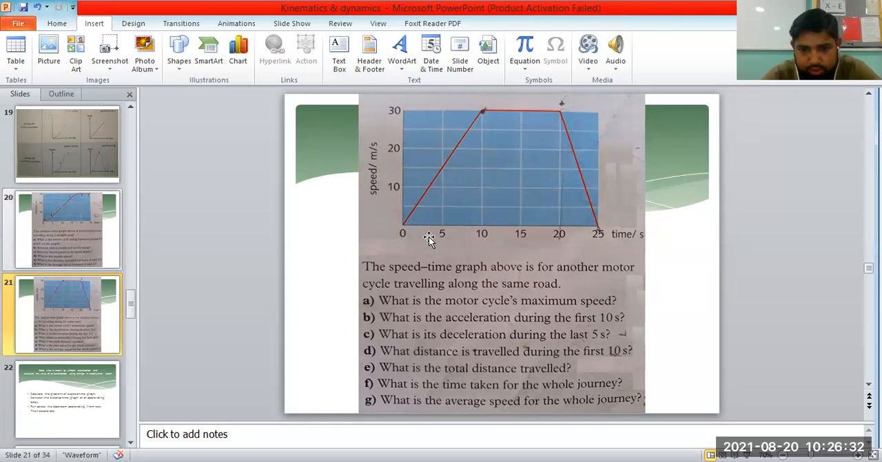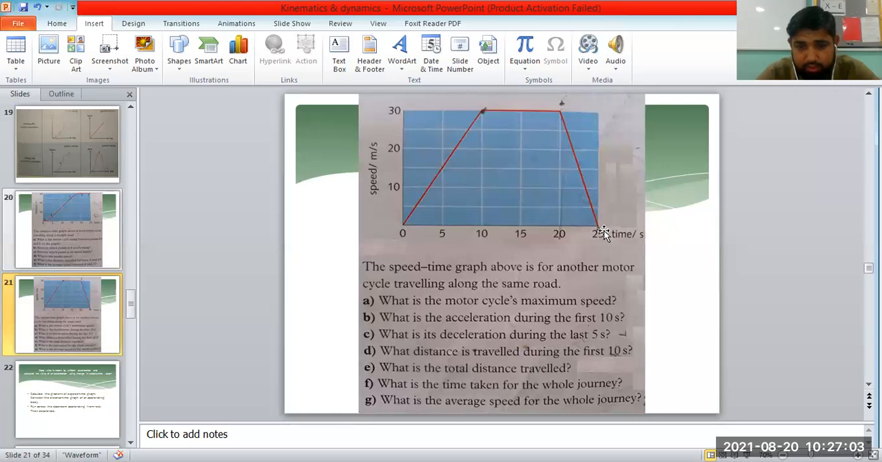What is the deceleration during the last 5 seconds? So deceleration is speed decreasing from 30 to 0 in the last 5 seconds. So that will be 30 upon 5. It will be 6 meters per second squared of deceleration, or acceleration of minus 6 meters per second squared.